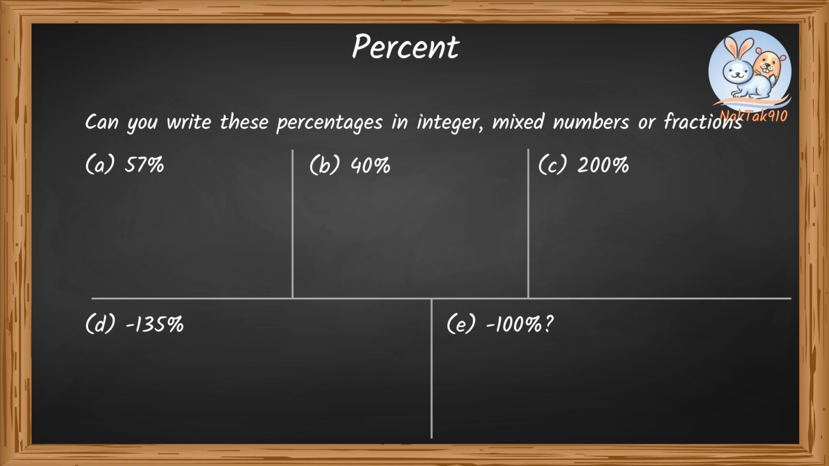A, 57%. We know percent means per 100, so 57% can be written as 57 by 100. Now let's move to the second question. We can write this 40% as 40 by 100, which can be further simplified to 4 by 10, which can be simplified to 2 by 5.